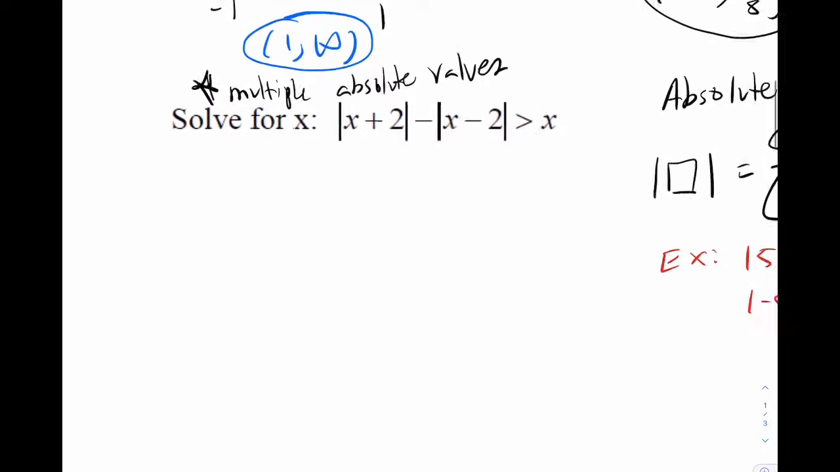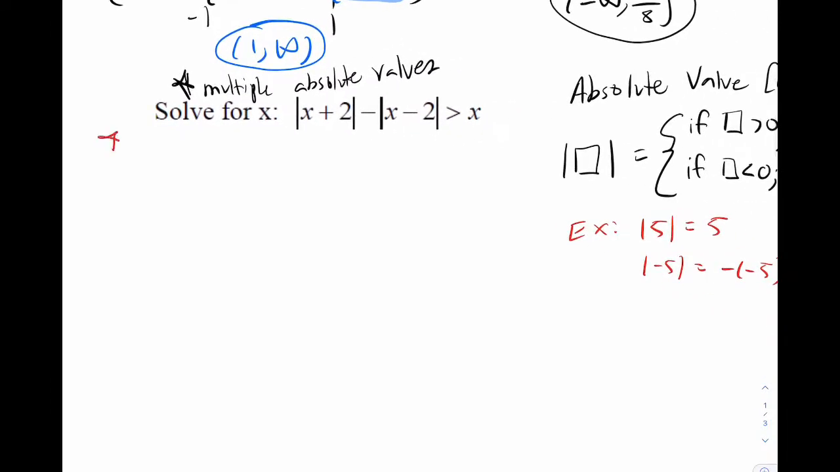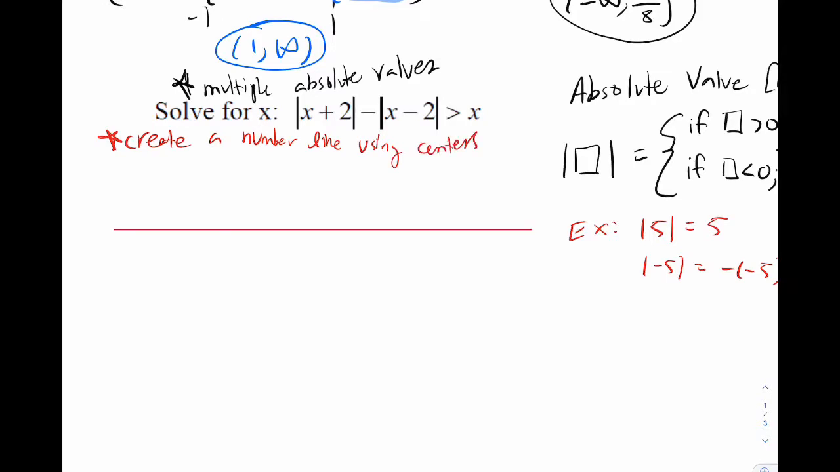So to approach this question, what we're going to do is this. Create a number line using centers. So here's our line. Notice how the centers are -2 and 2. So think back to the centering method, same idea. So -2 is here, 2 is here. And from there, I just want you to drop these dotted vertical lines down.